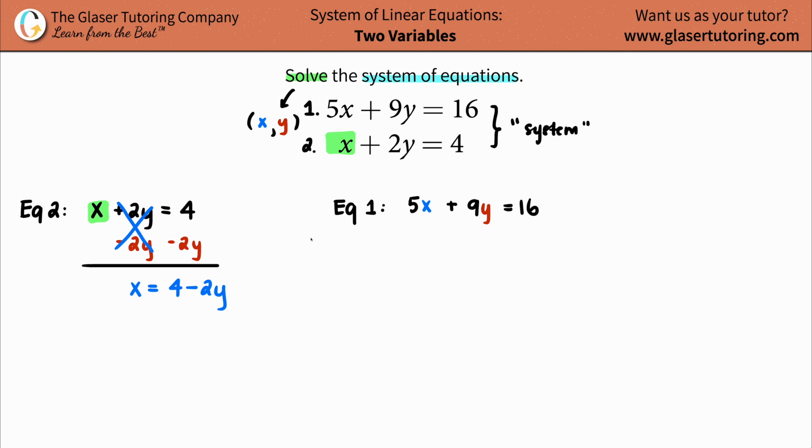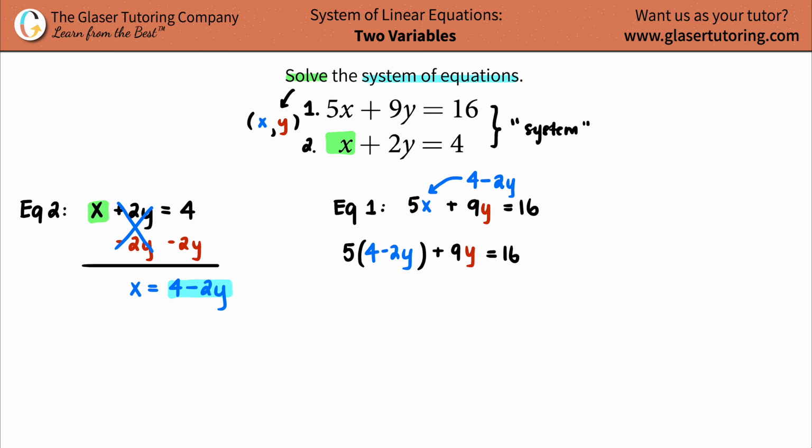So we're going to take what x equals. In this case, we said that x equals 4 minus 2y, and we're going to plug it in for the x value, 4 minus 2y. Now we just have to be careful because the 5 is being multiplied by the whole x. So I'm going to have 5 times 4 minus 2y. And then let's keep going along. Now I have the plus 9y, and this is all going to equal 16.